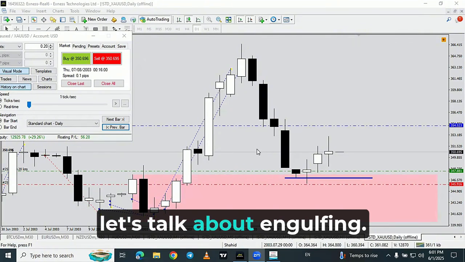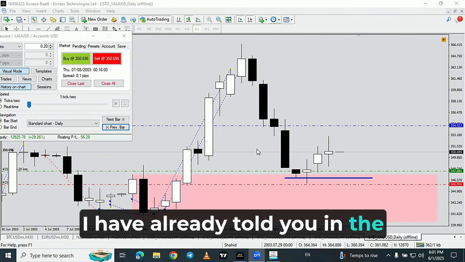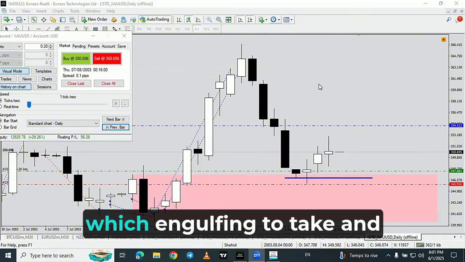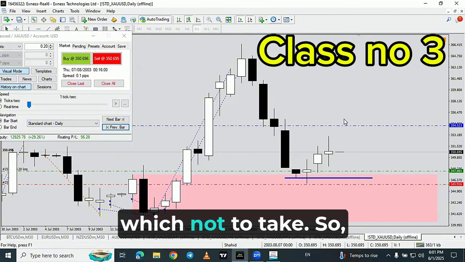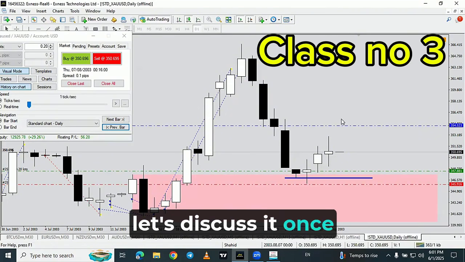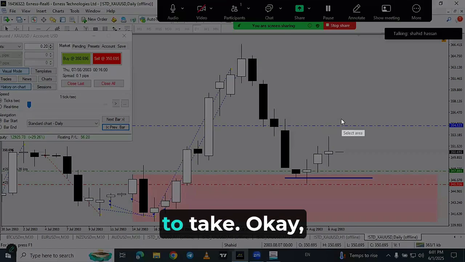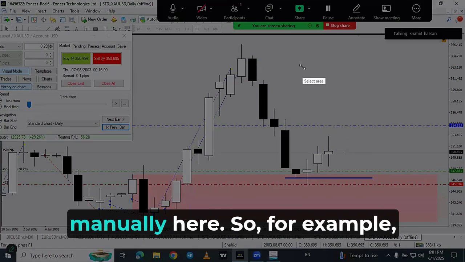First, let's talk about engulfing. I have already told you in the previous lecture about engulfing, which engulfing to take and which not to take. So let's discuss it once again here, so those who have forgotten can remember which engulfing to take. Okay, let me explain it to you manually here.